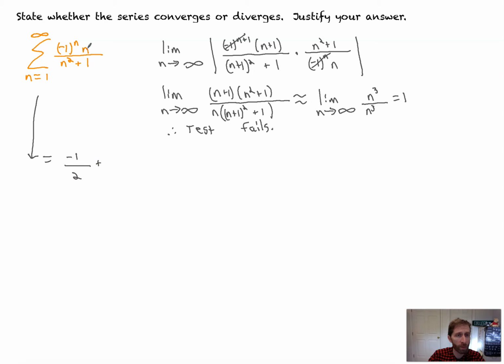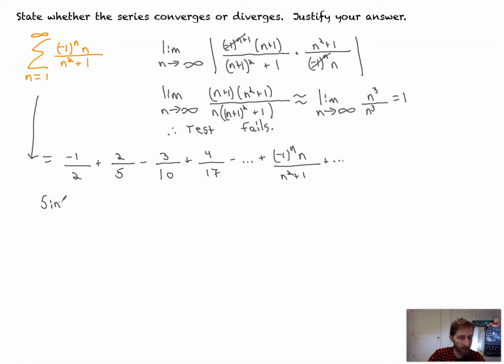And then we're going to go to plus, when we plug in the 2, we're just going up by 1's up there, over 5, minus, we plug in 3. You're going to get 3 over 10, plus, and then we're going to go 4 all over 17, minus, and then it just keeps on going on and on like that until you get out to the nth term, negative 1 to the n times n all over n squared plus 1. And it keeps on going on and on and on. Now, here's the thing. The terms decrease in absolute value to 0. Therefore, the series converges by the alternating series test.